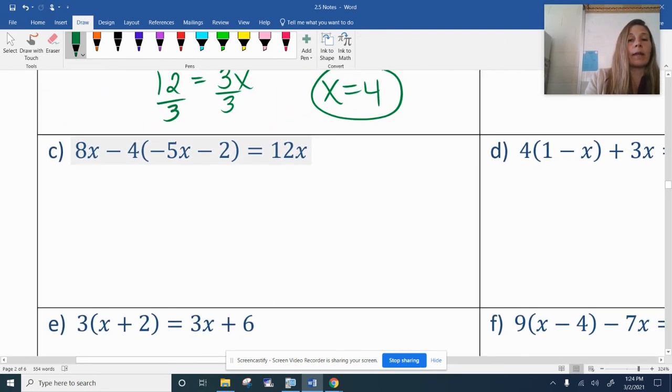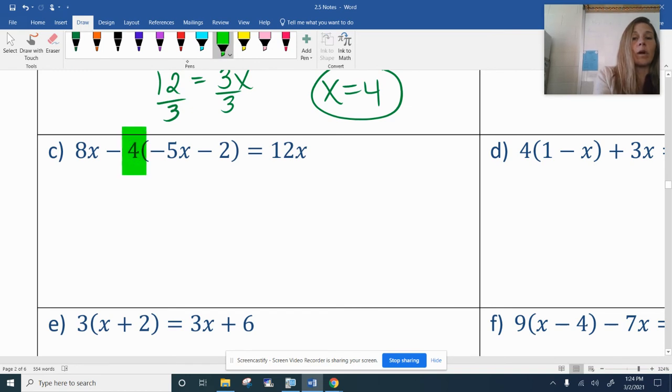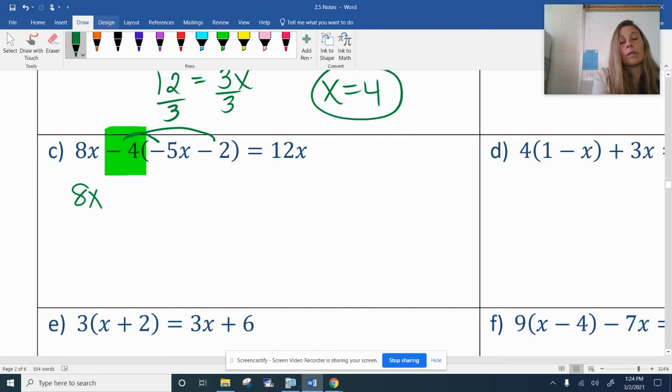Okay, so then if I look at example C, this time I'm also distributing a 4, but notice there's also a negative in front of it again, just like in the last problem. Sometimes with the number in front of the negative, people think it's a minus sign. No, it's still with that 4. It stays with that 4. So I have an 8x. Negative 4 times negative 5 will give me a positive 20x. And then the negative 4 times the negative 2 will give me a positive 8.